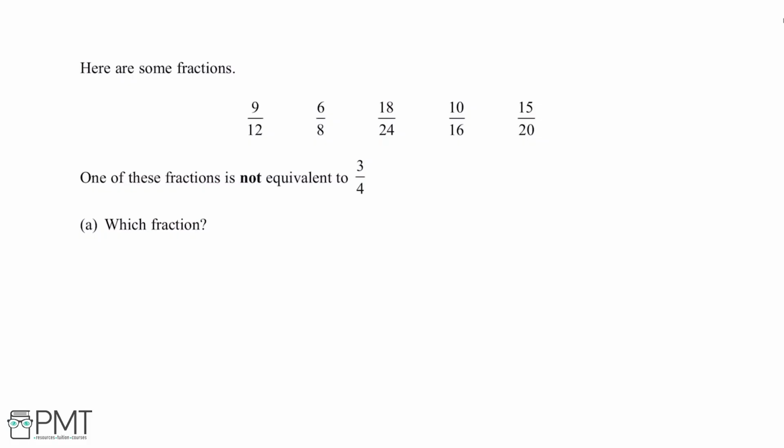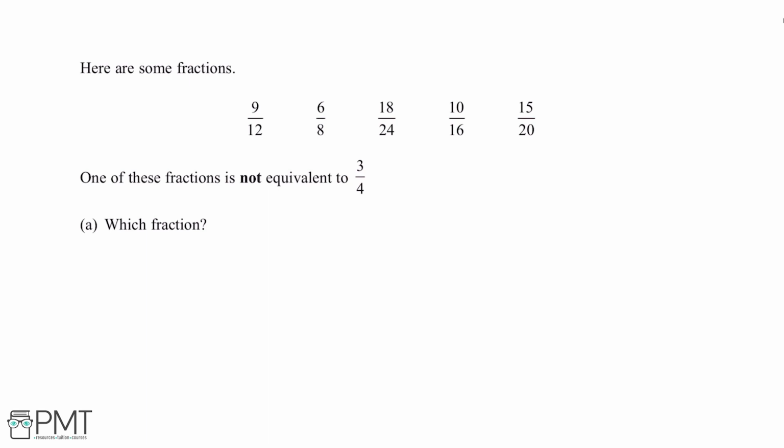Here are some fractions. One of these fractions is not equivalent to 3/4. Which fraction? So if any of these fractions are equivalent to 3/4, we should be able to simplify it down to 3/4. So essentially for this question we're going to want to simplify down each of these fractions to their simplest form and find out which one is not equal to 3/4.